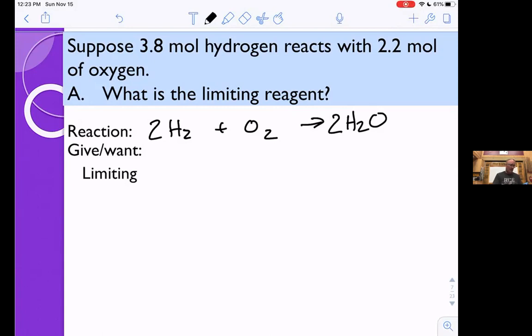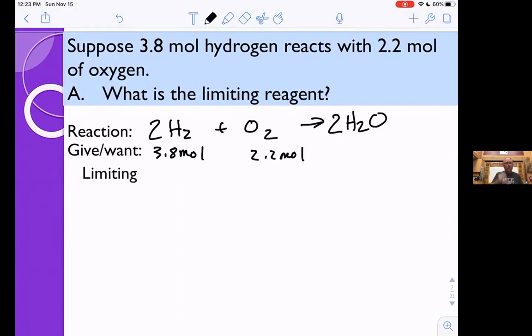I am given that I have 3.8 moles of hydrogen, and I am given that I start with 2.2 moles of oxygen. Okay, right away you're looking at it and you're going, oh, you have less oxygen. That oxygen limiting reagent. You can't do that. You need to use your mole to mole ratio to determine how much is limiting or is not limiting and so forth.